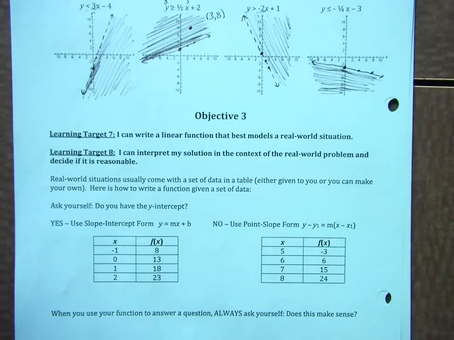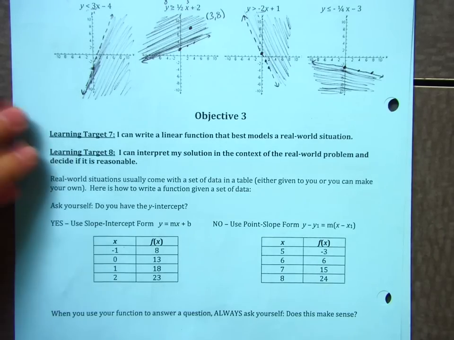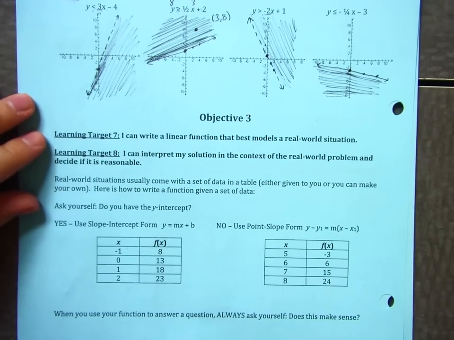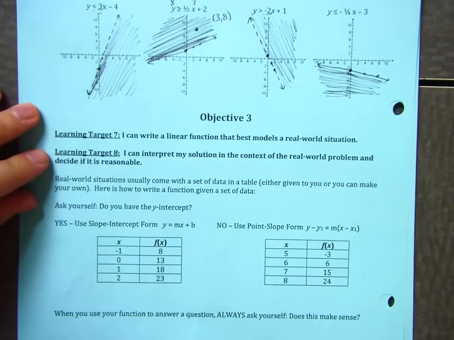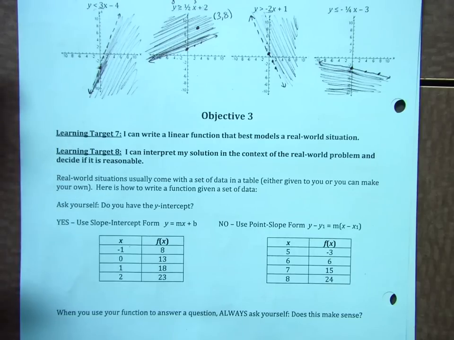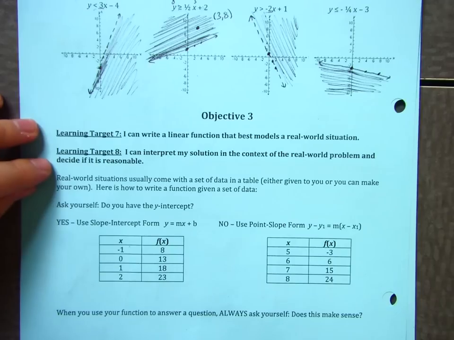Right, so right now we are going to talk about learning target 7 and learning target 8. Learning target 7 says I can write a linear function that best models a real-world situation, and learning target 8 talks about if we can interpret that solution in the context of the real-world problem. For example, if the answer is 4, you can say what 4 means to the problem and decide if any answer is reasonable. Can there be decimals? Can there be fractions? Can there be negative numbers? Things like that.